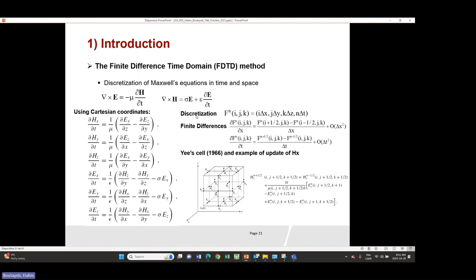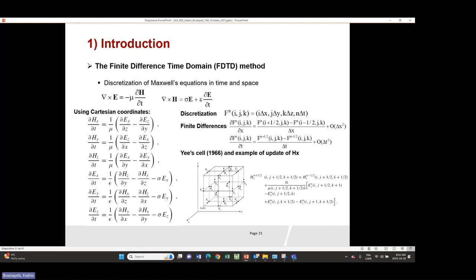Then in FDTD, we use the discretization. So with this discretization, we write the position in terms of I, J, K, and N will be the time. And we use a finite difference. For example, this is the first derivative. We use this approximation with the error of order 2. And the same thing for the time.